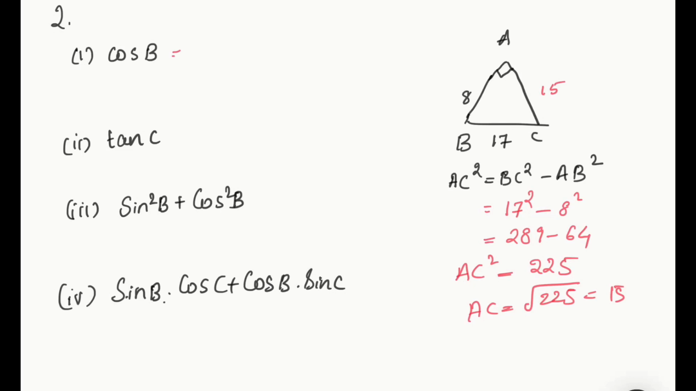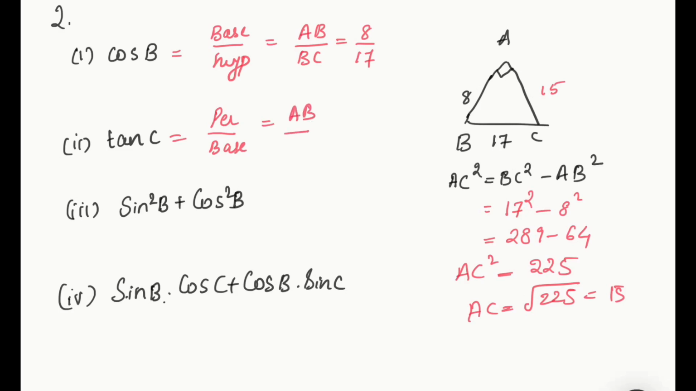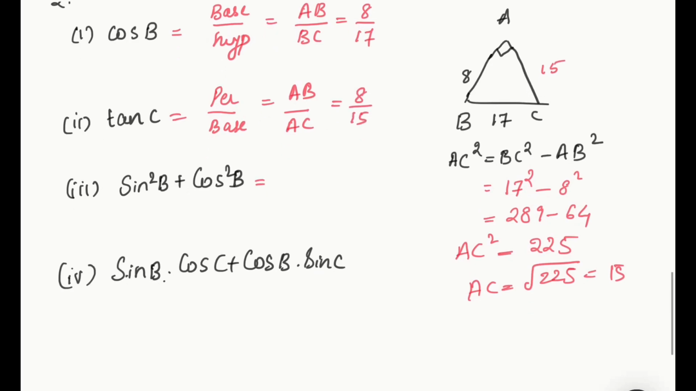Now let us see what is the value of cos b. Cos b means it is base by hypotenuse. So for the angle B, the base is AB, by hypotenuse BC. So 8 by 17. Tan C, what is the perpendicular by base? Perpendicular is AB, by base AC, that is equal to 8 by 15.